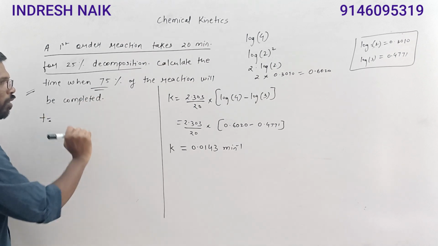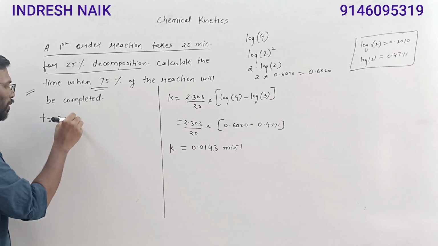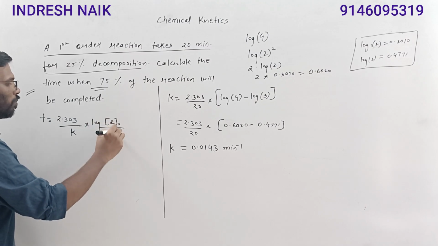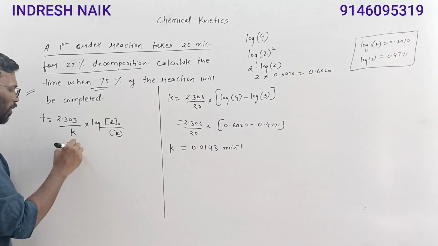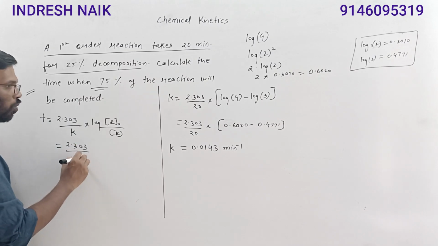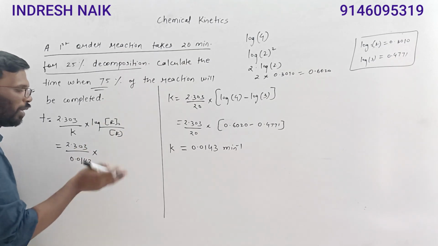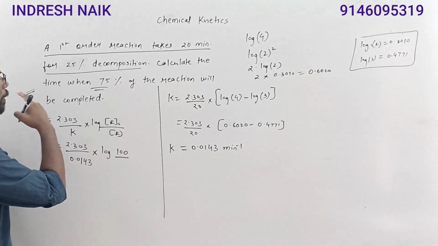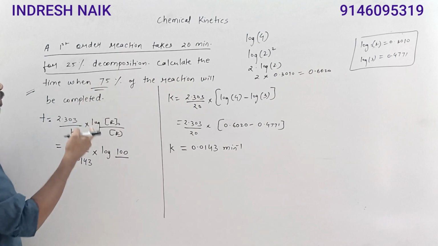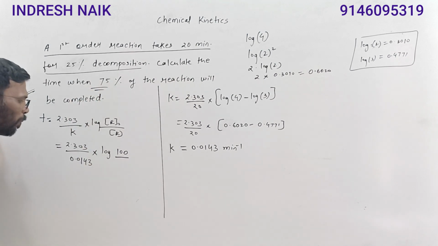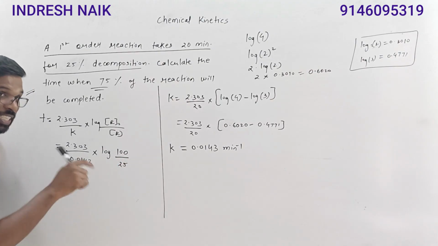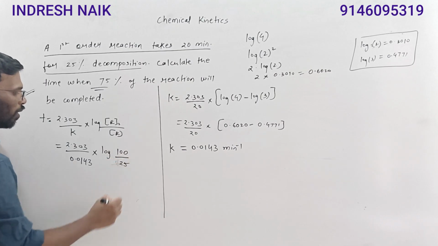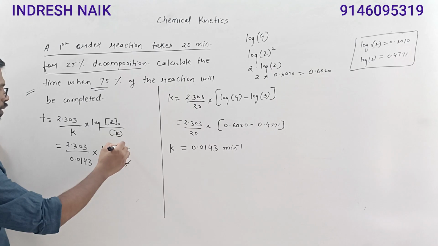So time is equal to what? Earlier we found k using the same formula. I am finding t equal to 2.303 upon k, log of R0 by R. So this is 2.303, and k I am getting 0.0143 per minute, means the unit will be minute for this time. So R0 is 100 I am considering, and we calculate the time when 75% of the reaction is completed. 75% of reaction is completed means what? 25 is remaining, right? So 100 minus 75 will be equal to 25, right? So this is 4.